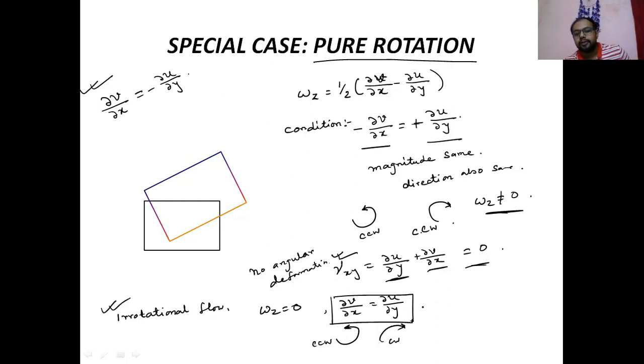So in irrotational flow, no rotation, but angular deformation must be there. Angular deformation will be 2 du dy or 2 dv dx, anything, del v del x. That is the irrotational case. So two cases we can derive from the previous equation.